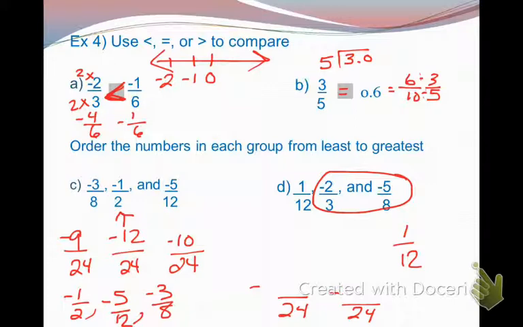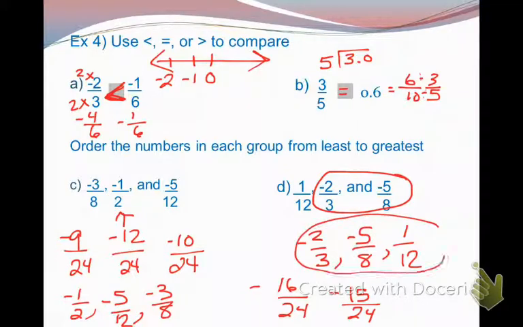Negative and negative. I'm going to times the first one by 8, so this is going to be negative 16, and times the second one by 3, so it's negative 15. Again, the one that is the biggest number is the least, so that would be negative 2/3, and then negative 5/8. So there's your answers in correct order.